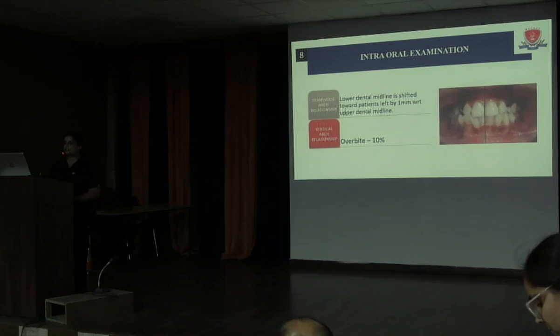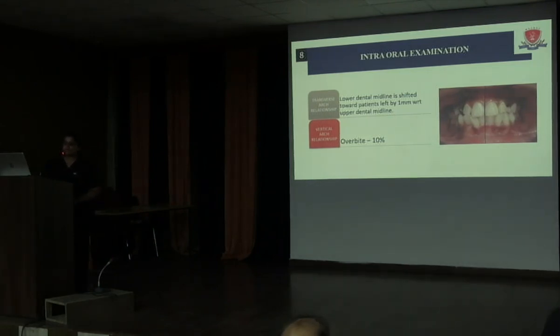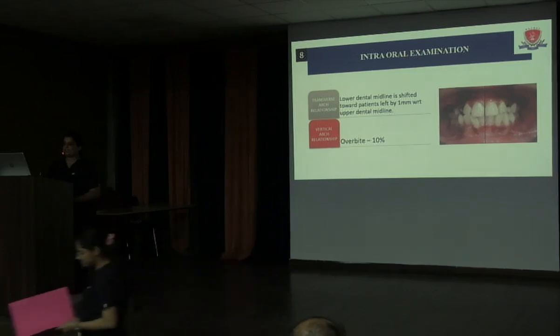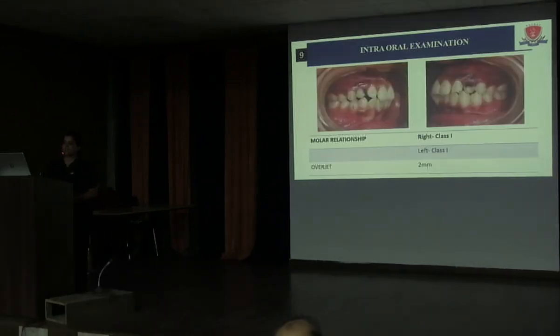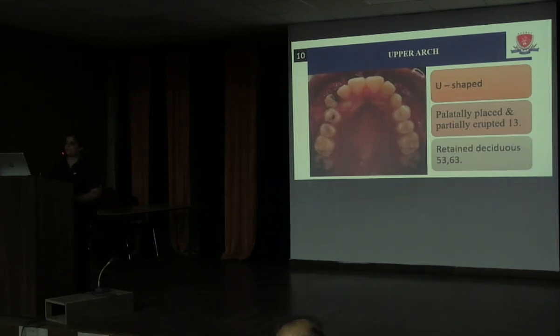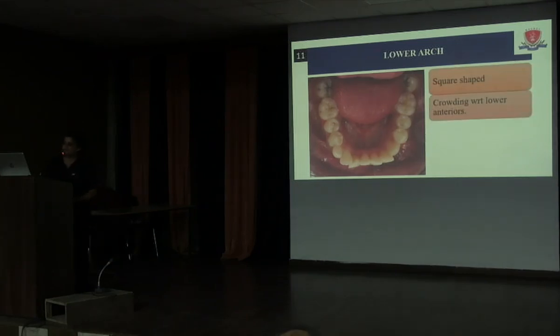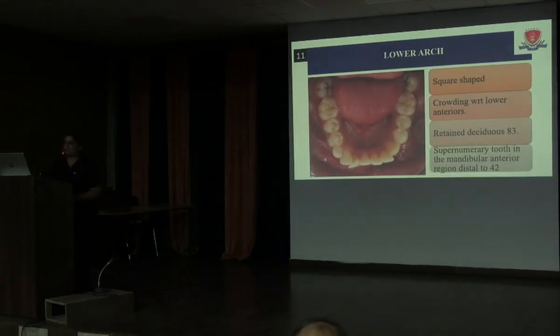Health remains average. In the transverse arch relationship, the lower dental midline is shifted towards the patient's left by 1 mm with respect to the upper dental midline, and the overbite is 10%. The molar relationship is class 1 on both sides and overjet is 2 mm. The upper arch is U-shaped, with palatally placed and partially erupted 1-3, and retained deciduous 5-3, 6-3. The lower arch is square-shaped, with crowding with respect to lower anteriors, retained deciduous 8-3, and a supernumerary tooth in the mandibular anterior region distal to 4-2.